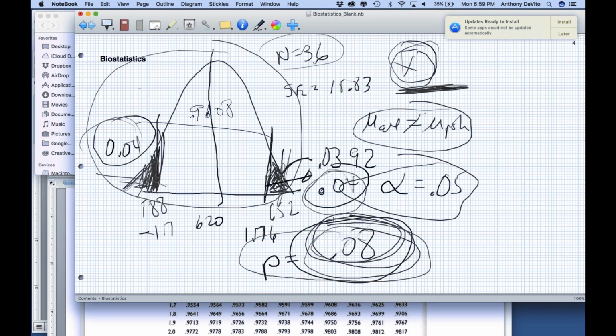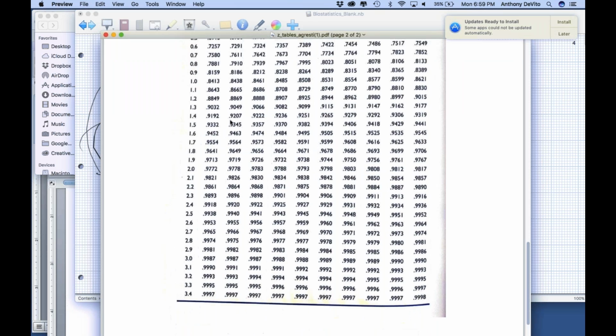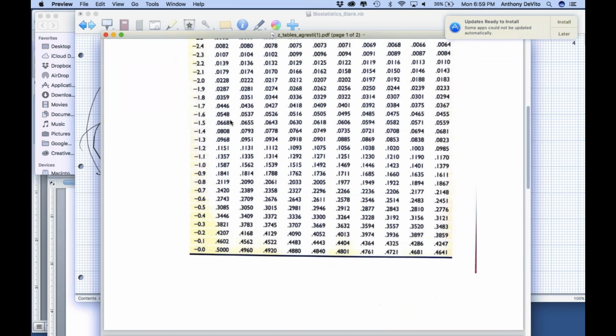Yes? The 0.96, we took the z-score, 1.76, and we calculated the area to the left of that, but we had to subtract it from one. Now, a quick little trick. Instead of doing that, since this is symmetrical, I just could have gone to minus 1.76.